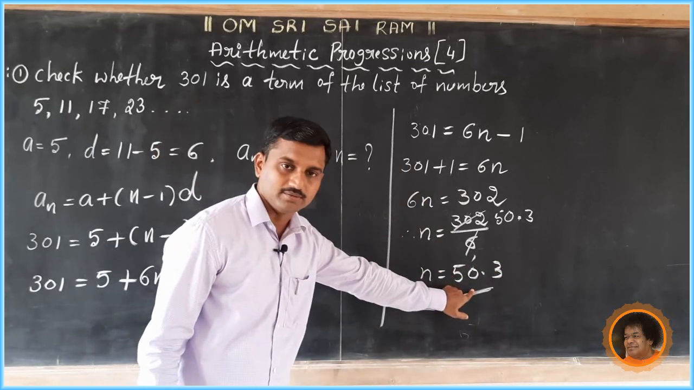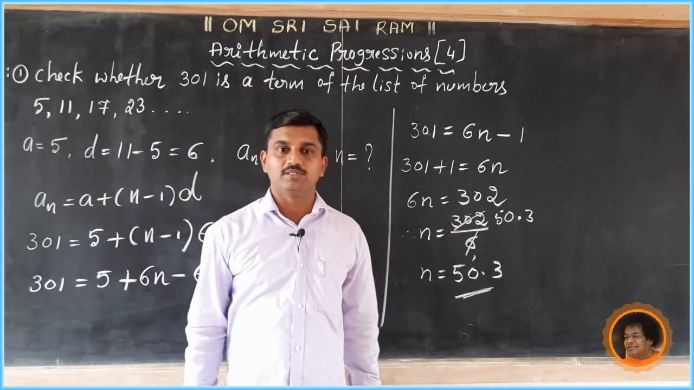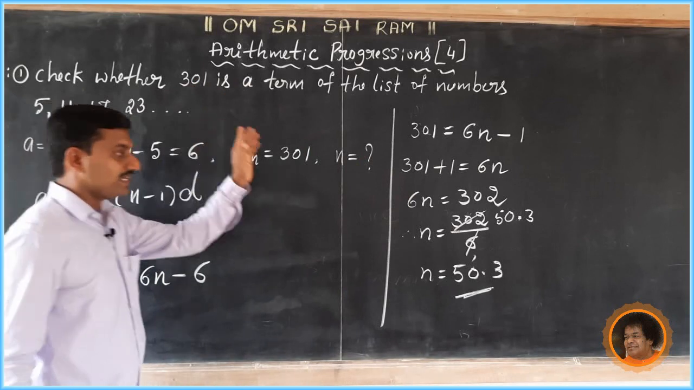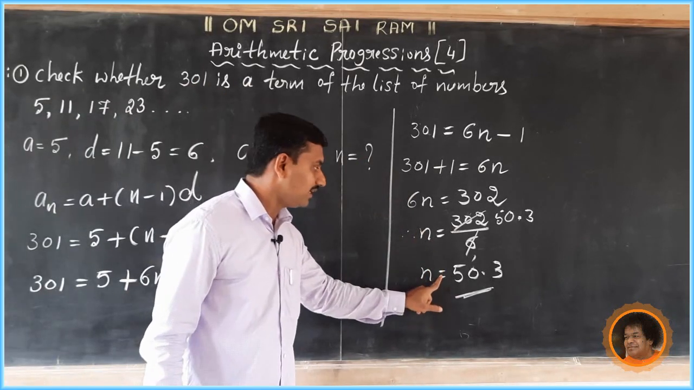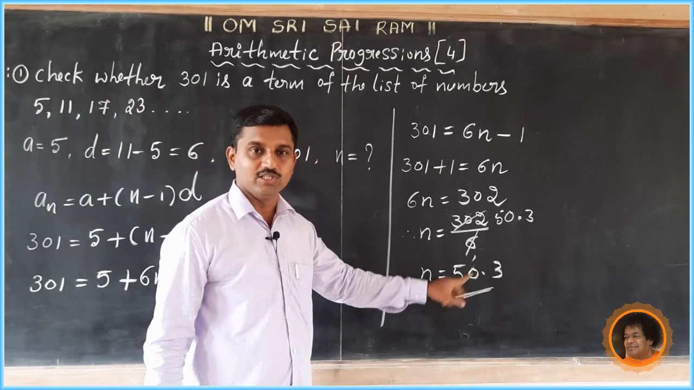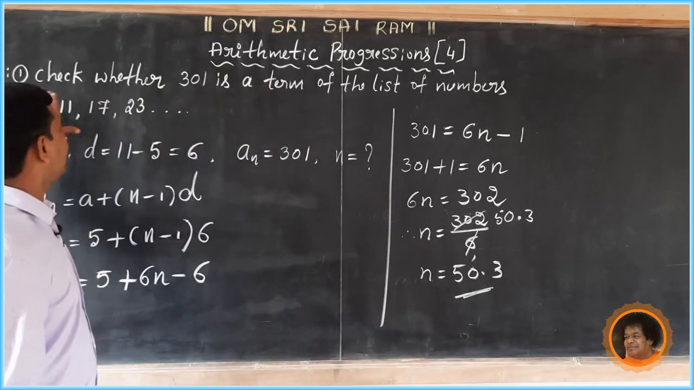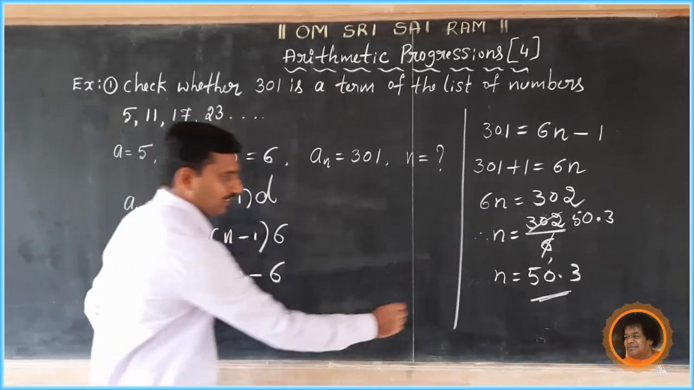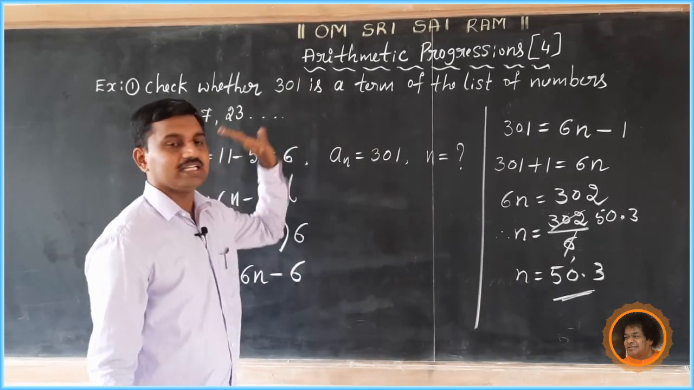Is it possible? No, because suppose 301 is a term of this list of numbers, n should be a positive integer. But here n is not a positive integer. So that's why 301 is not a term of the list of numbers 5, 11, 17, 23, and so on. So at last you write the sentence: 301 is not a term of the list of numbers.